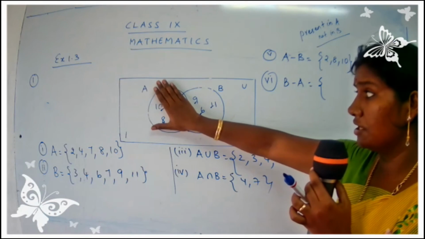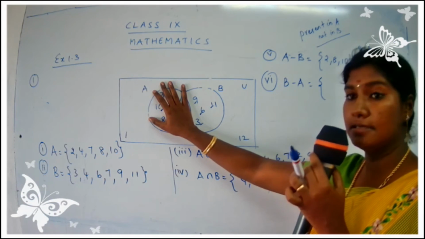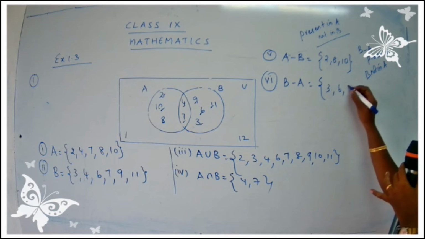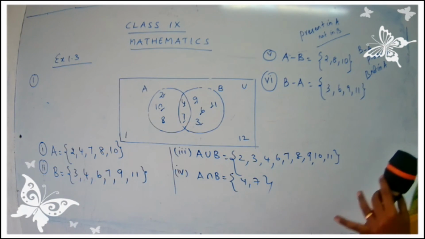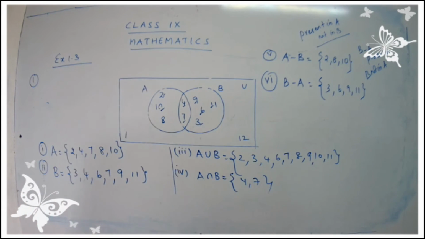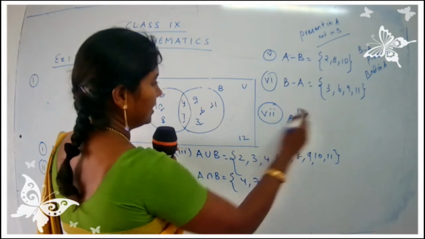I want only the B part. So just keep a hand over A. So what is left now? See, 3, 6, 9, 11. Next, let's go for the seventh subpart. The seventh subpart is A dash.